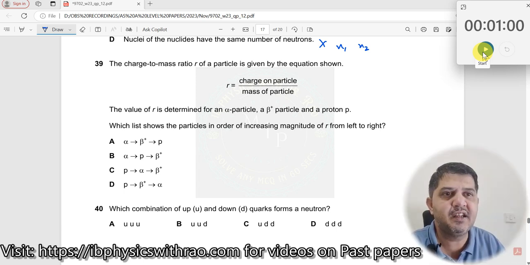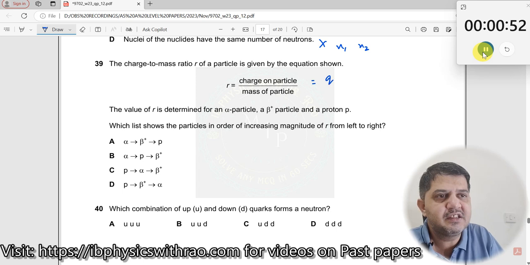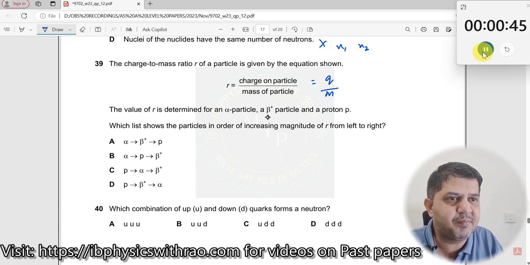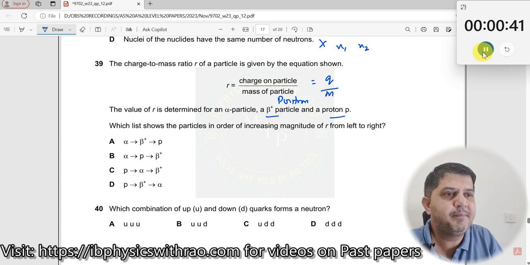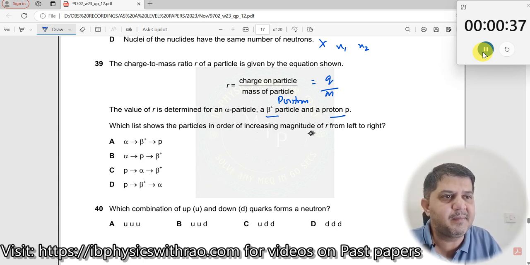Question number 39. The charge to mass ratio R of a particle is given by the equation shown. R equal to charge on the particle divided by mass of the particle. The value of R is determined for an alpha particle, beta positive particle. What is beta positive particle? Positron. And the proton. Which of the list shows the particles in the order of increasing magnitude of R from left to right? Okay, let us find out for each of them.